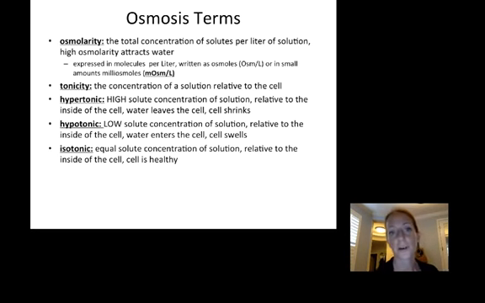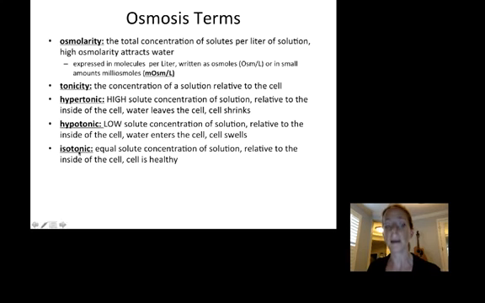So a couple of terms we need for osmosis. First, we never measure the amount of water. We only measure the amount of solute. So osmolarity is the total concentration of solutes per liter of solution. High osmolarity means you have high number of solutes. High osmolarity will attract water or pull water in. And we express this in molecules per liter, or in small amounts, milliosmoles per liter.